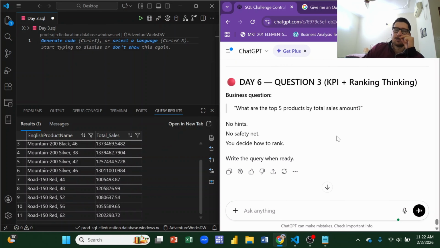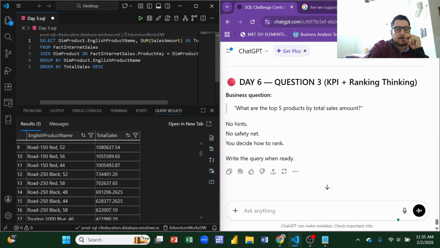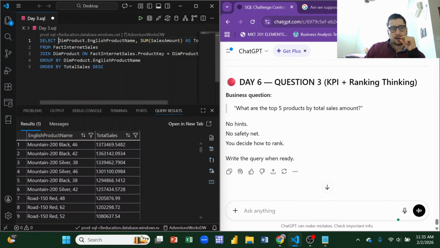So question 3 of day 6 is regarding KPI and ranking thinking. The business question is, what are the top 5 products by total sales amount? After some brainstorming and deliberation, I've come up with this query to solve question 3. But even before executing this query, there seems to be a problem: it is not showing the top 5.